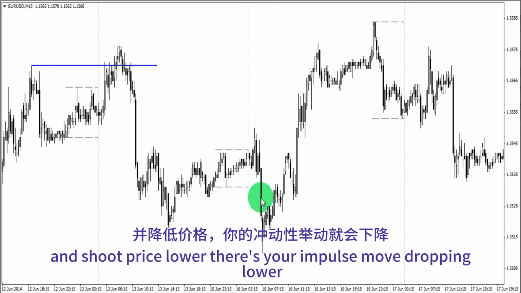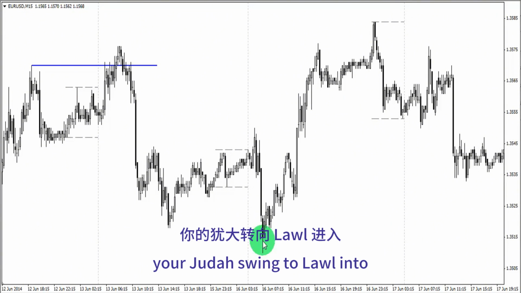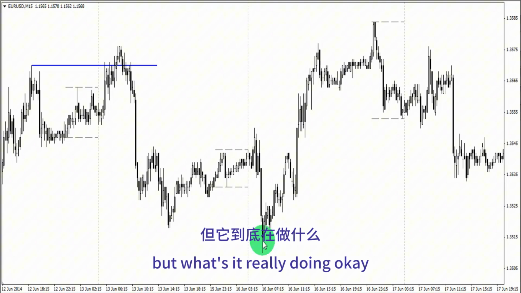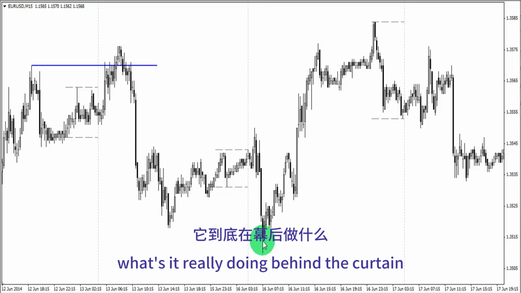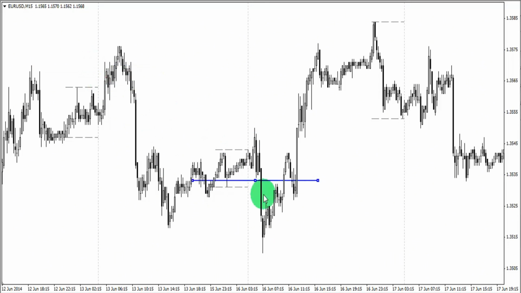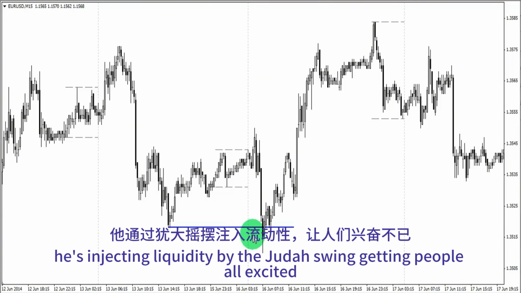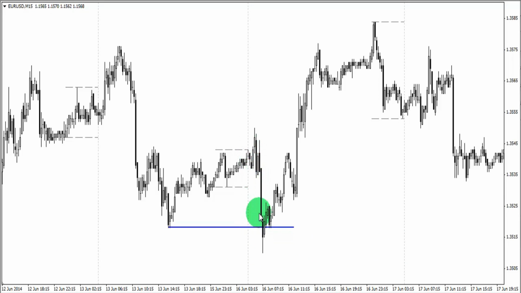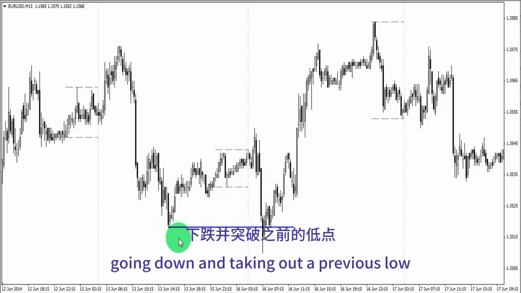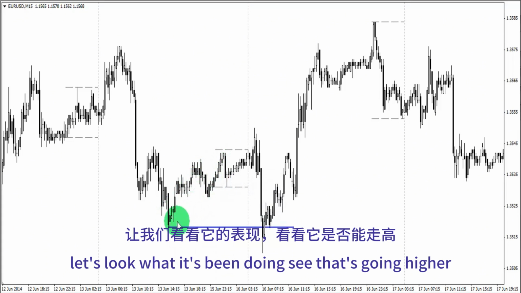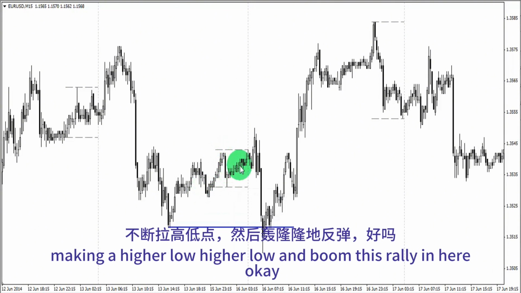There's your impulse move, dropping lower, your Judas swing to lull people into a sense of excitement again. But what's it really doing? Behind the curtain, what's the Wizard of Oz actually doing here? Seeking liquidity. He's injecting liquidity with the Judas swing, getting people all excited, going down and taking out a previous low, neutralizing those individuals that may have been looking at this as a buying opportunity, because look what it's been doing. See how it's going higher, making a higher low, and boom.